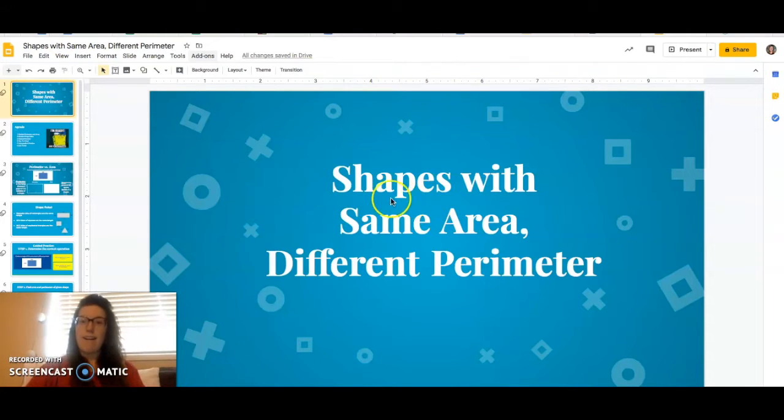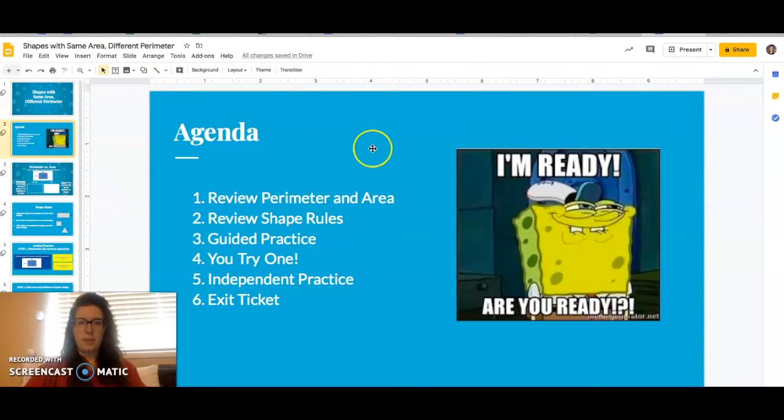We're going to be working on problems where we have shapes with the same area but a different perimeter. So very similar to yesterday, except this time instead of the same perimeter, different area, we've switched them. All right, let's jump right in.